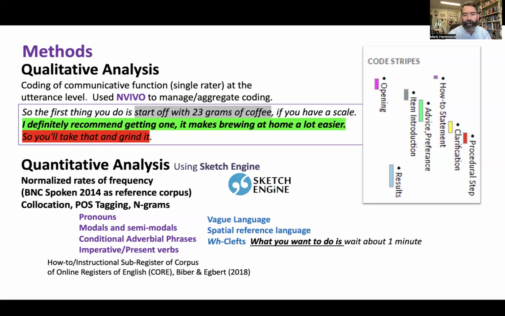And I also noticed when I was transcribing just things like vague language, spatial reference language, like right, left, up, down, and WH clefts. Something like what you want to do is, that would be a WH cleft. So this construction I found to be a real interesting place to look for difference in the amounts of frequency.